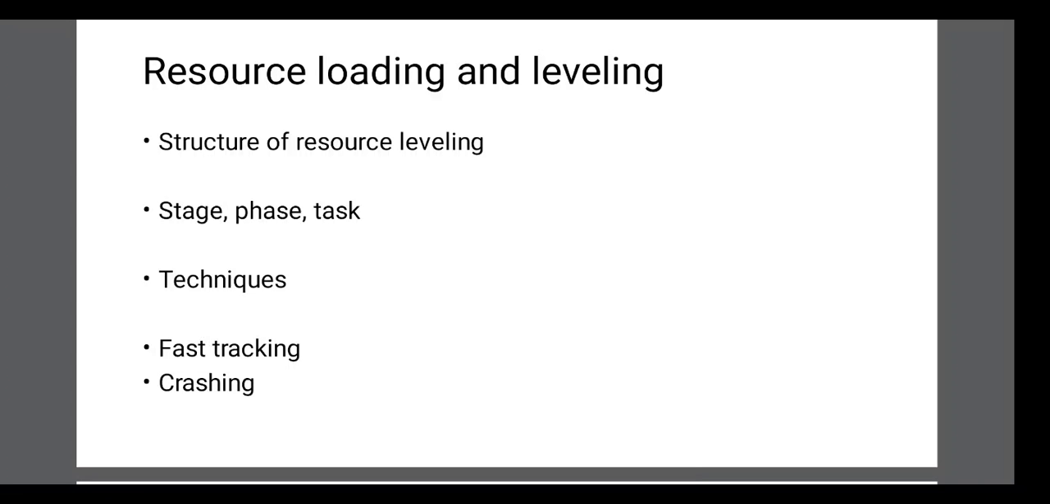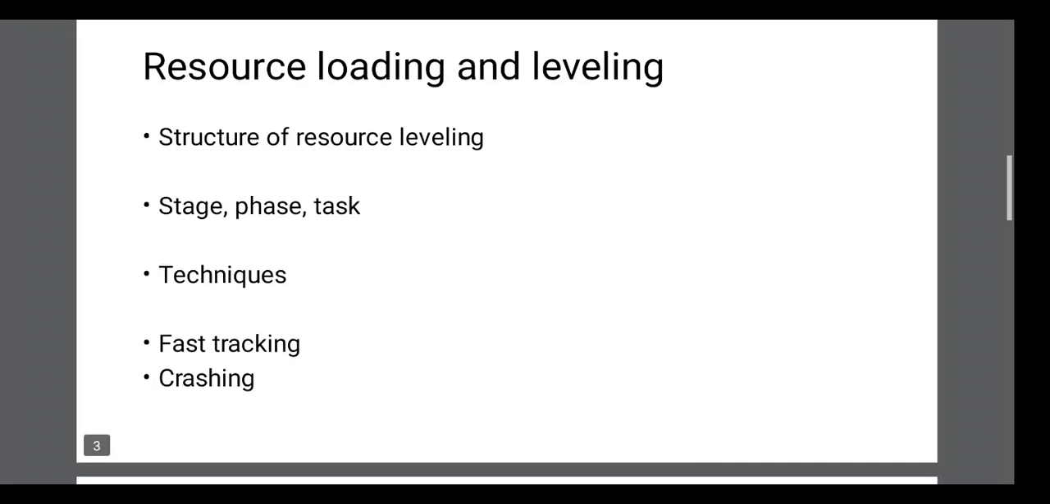So various techniques are used for the leveling. That is fast tracking and the crashing of the project. Next topic we will see the crashing of the project. So those are the techniques for resource loading and leveling. The structure of resource leveling is also related to stage, phase and task.